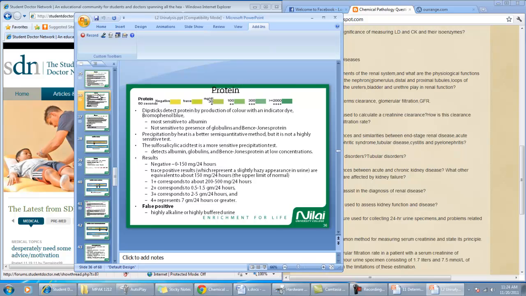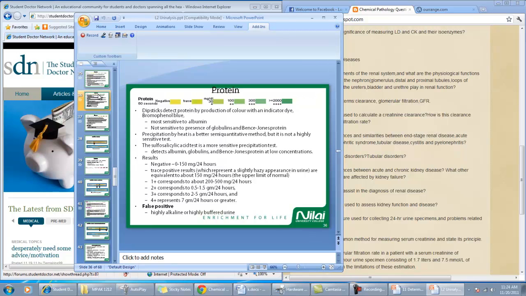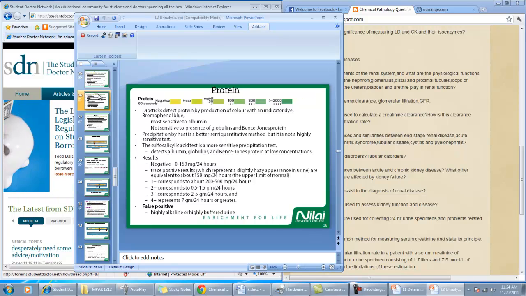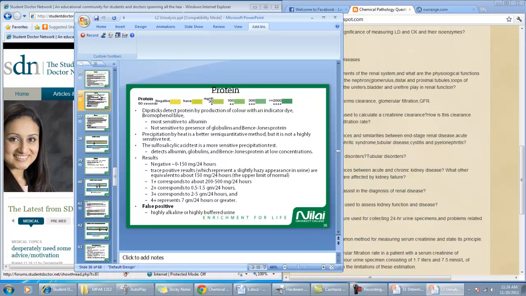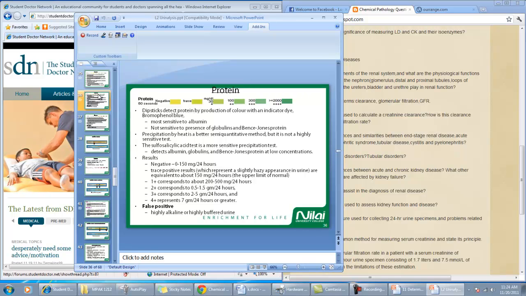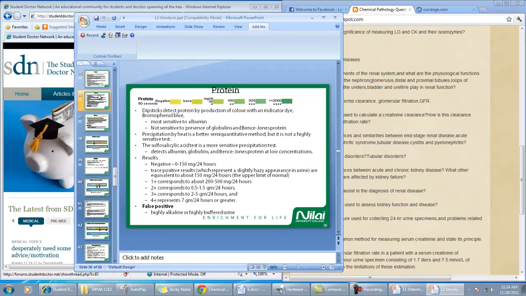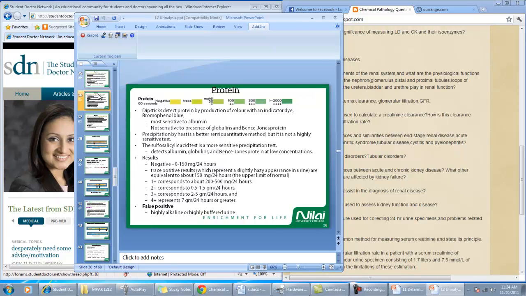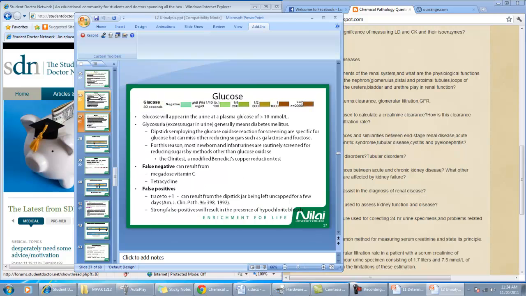The first positive result, which represents a slightly hazy appearance in urine, is equivalent to about 150 mg per 24 hours, the upper limit of normal. 1 plus corresponds to about 200 to 500 mg per day. 2 plus corresponds to 0.5 to 1.5 gram per 24 hours. 3 plus corresponds to 2 to 5 grams per 24 hours, and 4 plus represents 7 grams per 24 hours or greater. False positive results occur with highly alkaline or highly buffered urine.